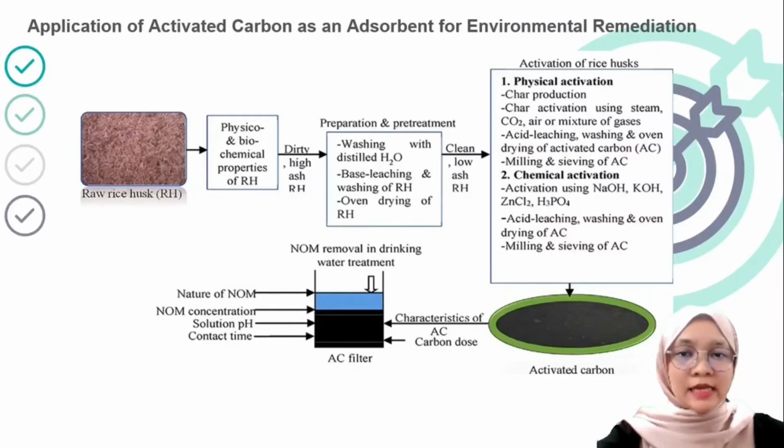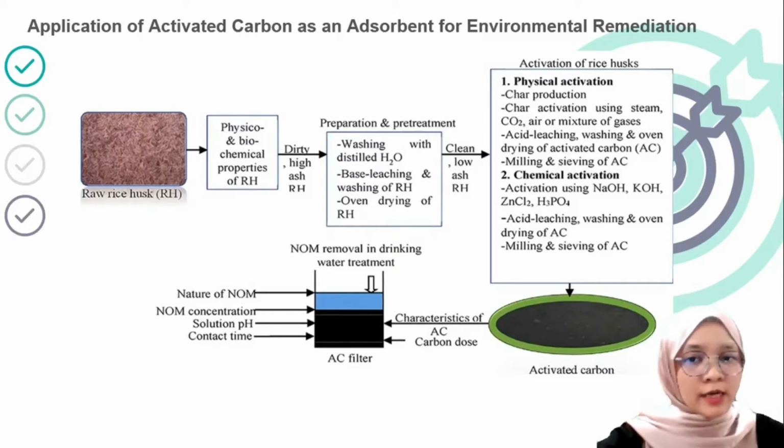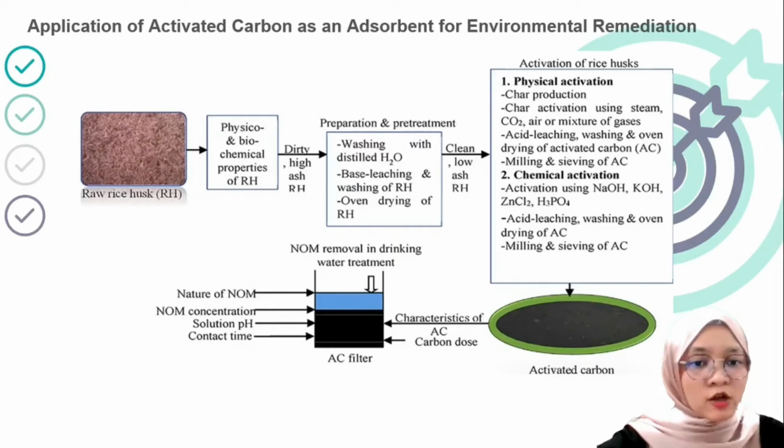This is the method in preparation of activated carbon. Firstly, determination of physical and biochemical properties, and then it will undergo preparation and pretreatment. After that, activation of precursor, either by physical activation or chemical activation. And then finally, the activated carbon that is produced is used for the application of natural organic material removal.